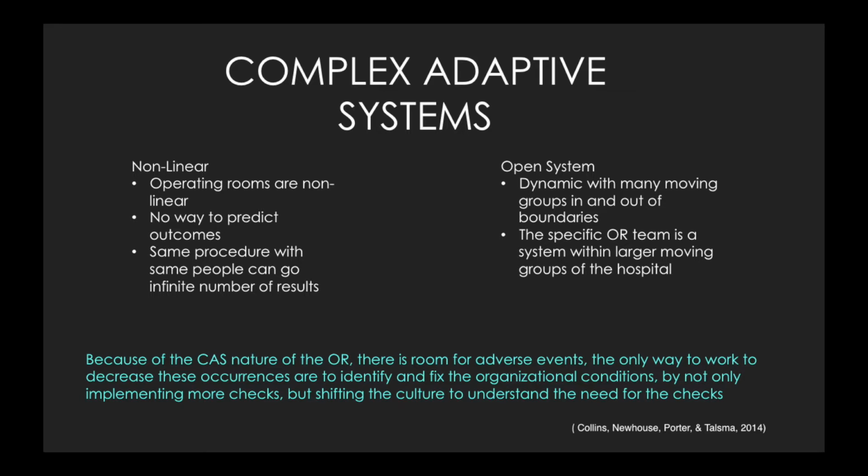With these complex adaptive systems, it means that there's a lot of room for adverse events to occur, or human error. And the only way to really decrease these is to identify and fix the organizational conditions, not just by implementing these checks, but shifting the culture to understand why we need the checks.